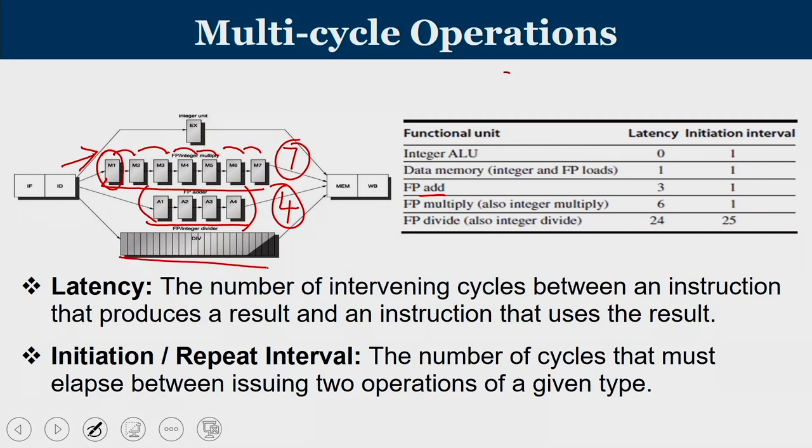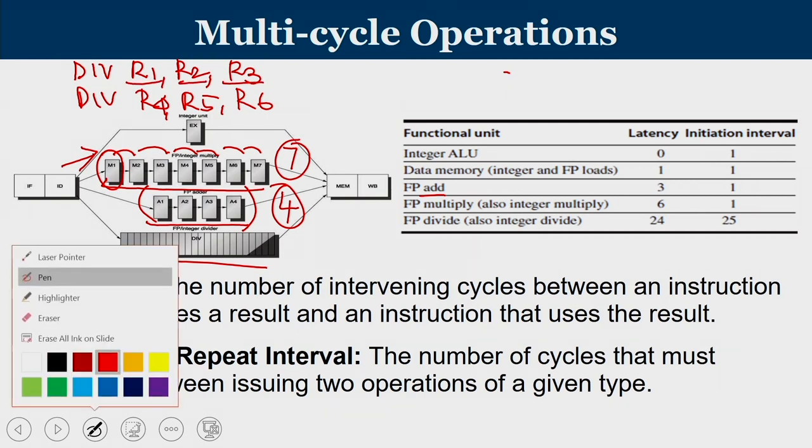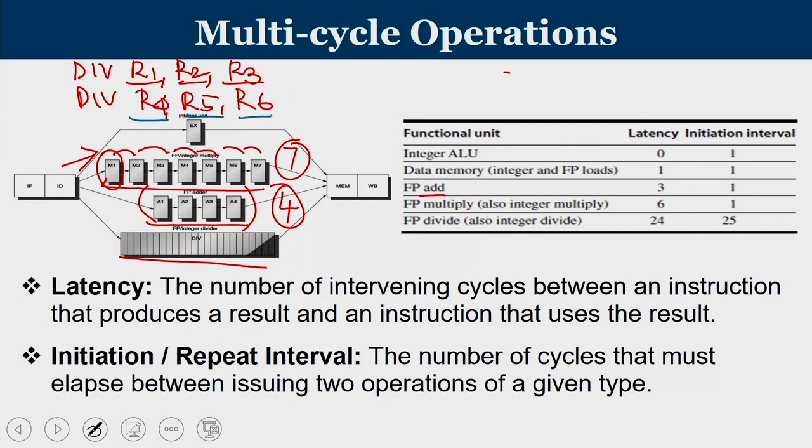Whereas your division unit is unpipelined. That means once you supply a division operation, for example, consider a division of R2 and R3 to be stored in R1. Let us say the adjacent instruction divides R5 and R6 into R4. If you look at these two instructions, you can see that there is no dependency between them. R1, R2, R3 are the operands of the first division, whereas the second division operates on R4, R5 and R6. So the result of the first division is not needed as far as the second division is concerned.